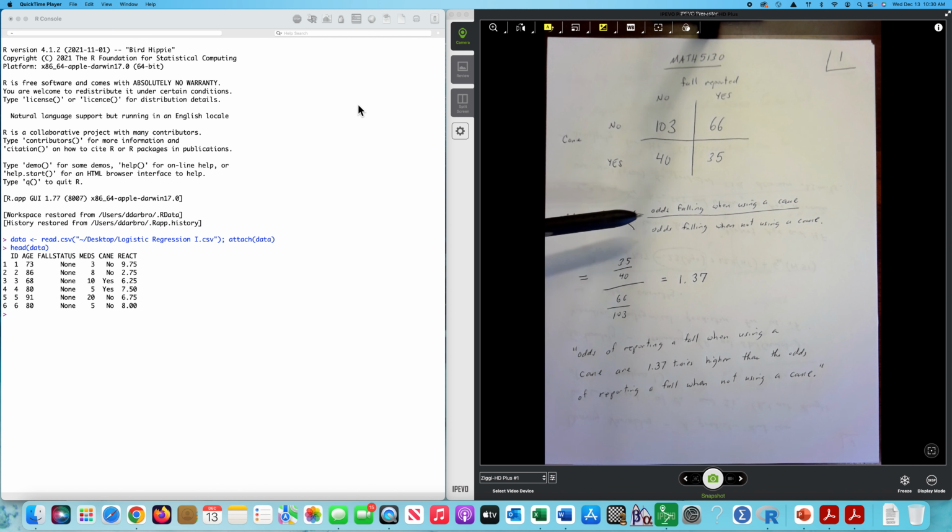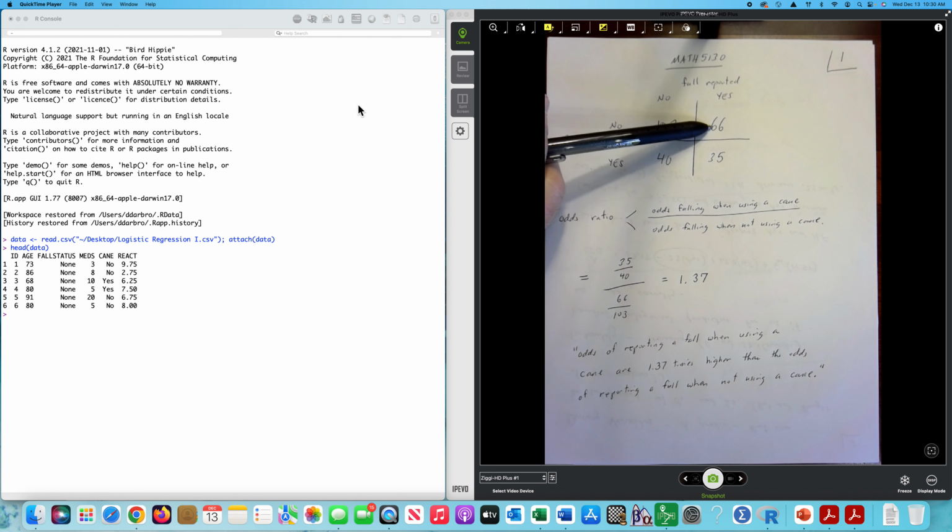Well, the odds of falling when using a cane, I would focus on the cane line. So the odds of falling would be the number of people who fell, 35, versus the number of people who didn't fall, 40, so 35 divided by 40. The odds of falling when not using a cane, so focus on the not using a cane line, would be the count of those falling divided by the count of those not falling, 66 over 103.